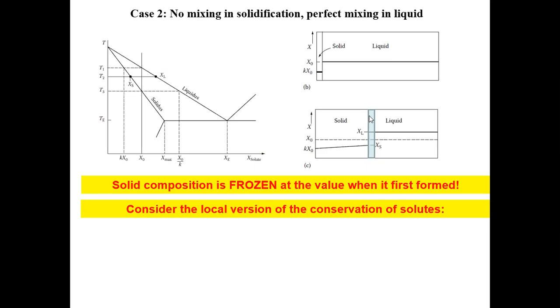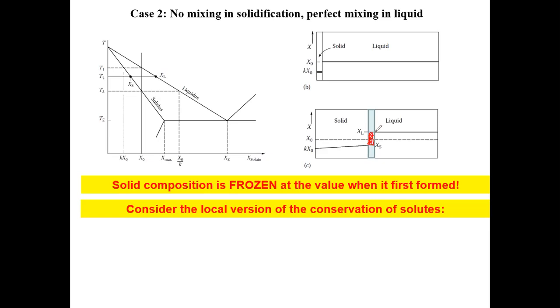So now we're focusing on the conservation of solutes between this new solid formed and the liquid. We know that the solid is going to have this composition of XS, but it's formed from the liquid whose composition is XL. So there's a difference, and you have to repel a certain amount of solutes. Let me change the color. So you have this extra amount of solutes, which is highlighted by this red region.